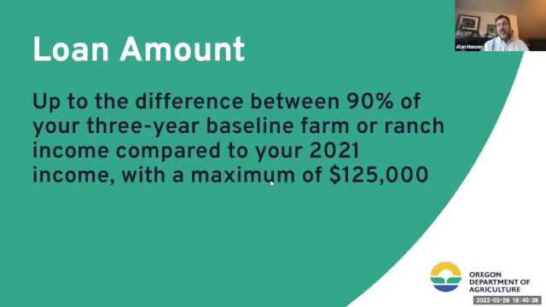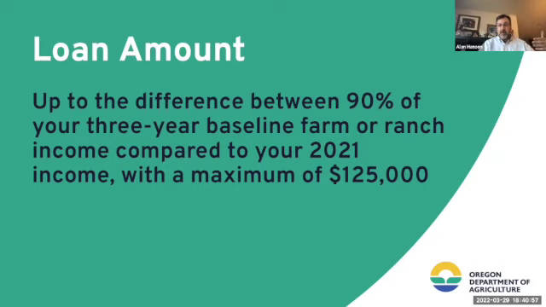Okay, so the amount that you're eligible for. The way it works is we take a look back at your 3-year baseline income. I'll go over exactly what that is in a second, but caveman math here: if your average farm income, or your baseline farm income, was $100,000, you're eligible to receive up to $90,000, with a maximum of $125,000. So let's go ahead and go to the next slide.